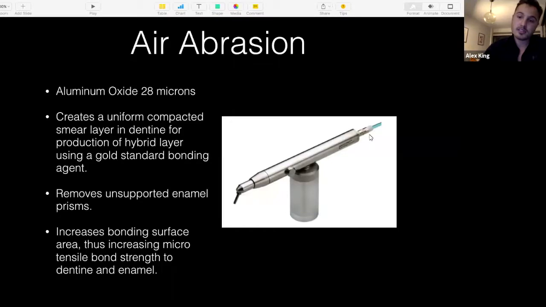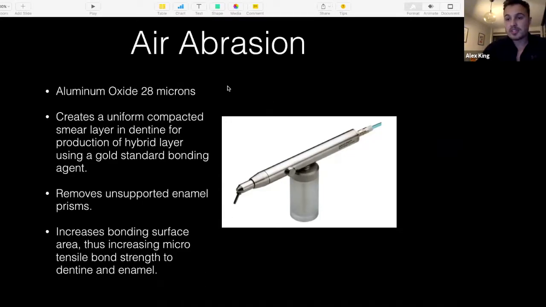So what it is, for those who don't know, you attach this to the chair like you would a high speed, fill this bit here with aluminum oxide particles, and make sure it's on a low setting, because you can cut through tooth like butter with this if it's on a high one. Very low setting, and just literally go over the actual dentine and the enamel of the tooth.